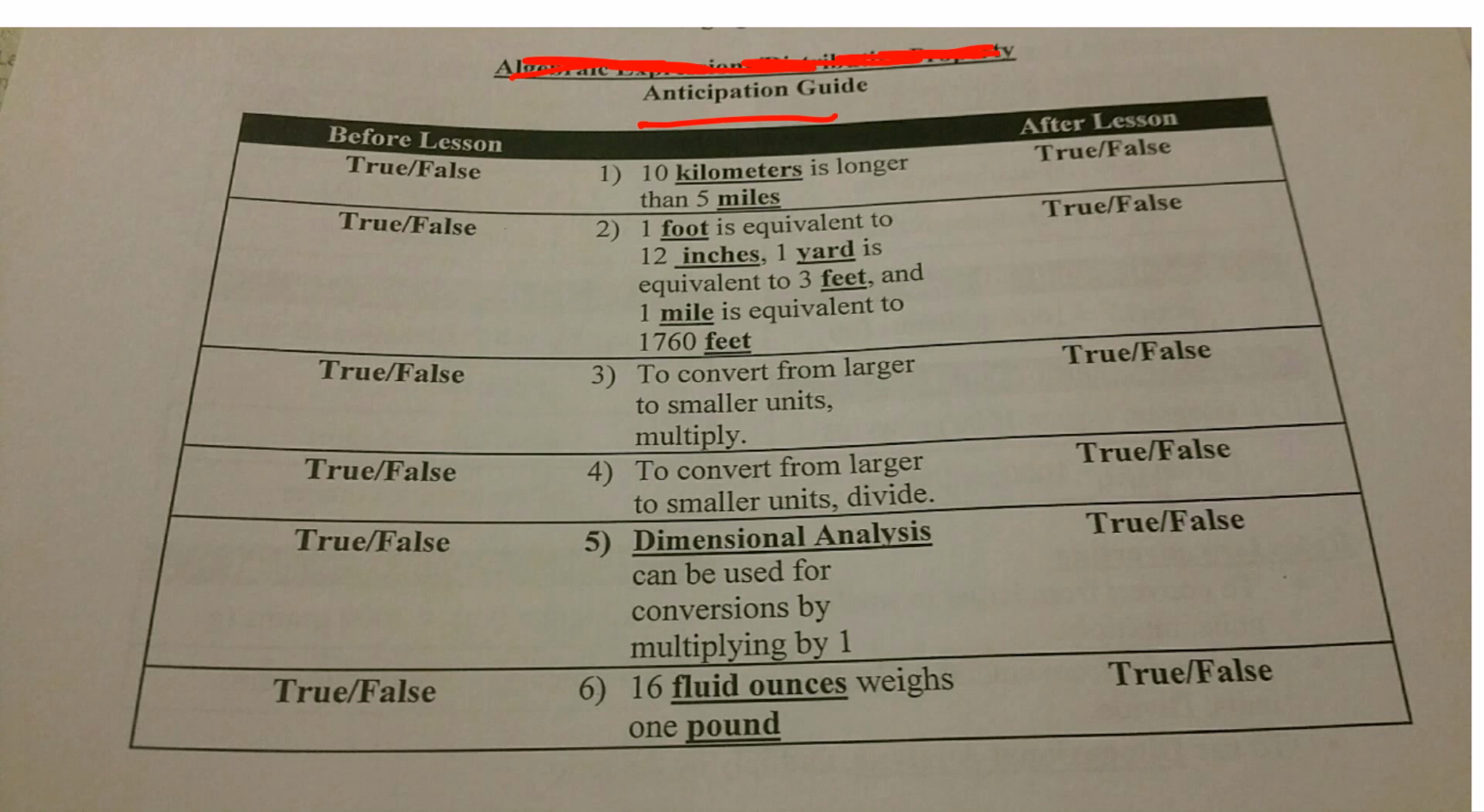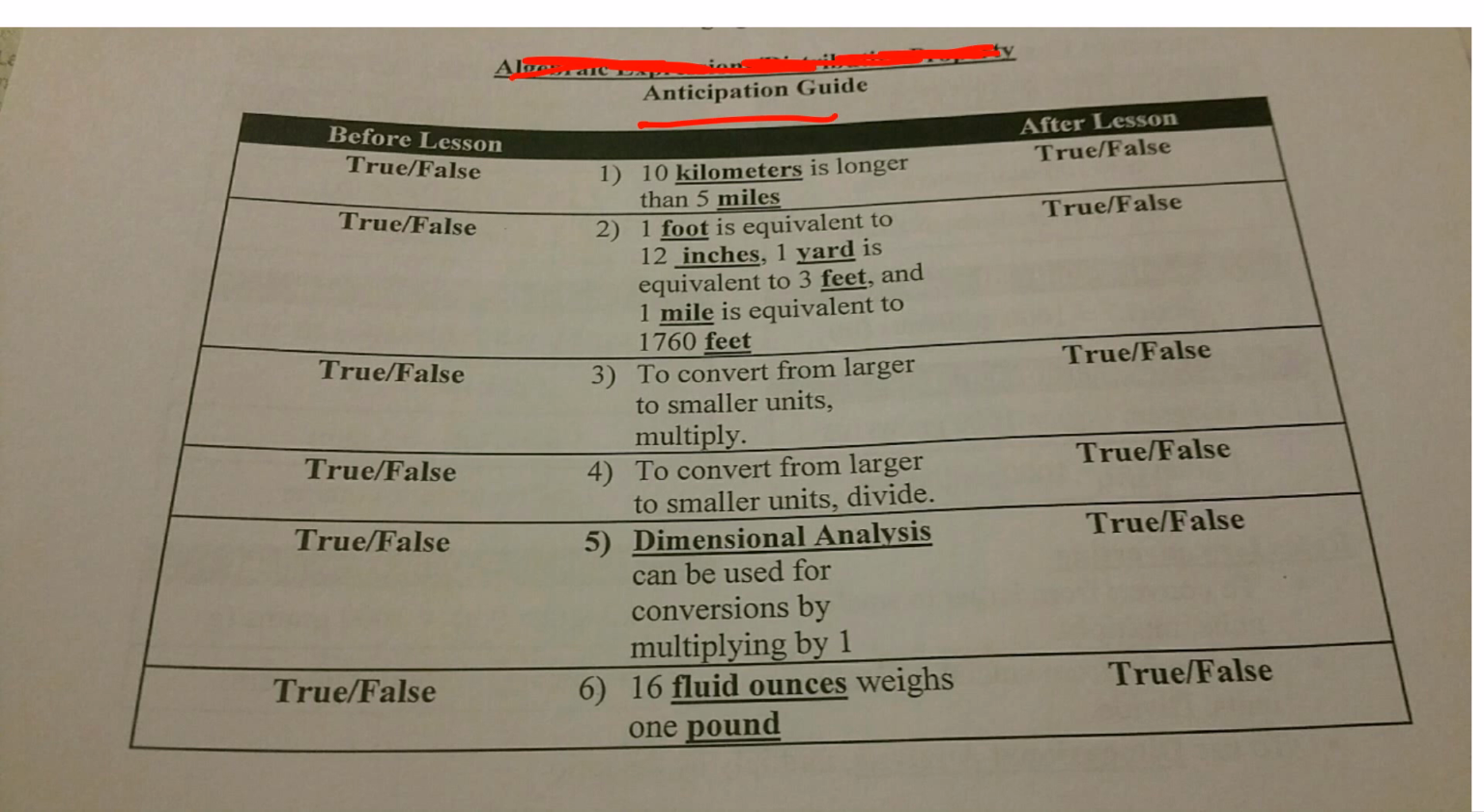So the first one we're going to read, 10 kilometers is longer than 5 miles. If you think that's true, circle true. If you think it's false, circle false. Number 2, 1 foot is equivalent to 12 inches, 1 yard is equivalent to 3 feet, and 1 mile is equivalent to 1,760 feet. If you think that's true, circle true. If you think it's false, circle false.